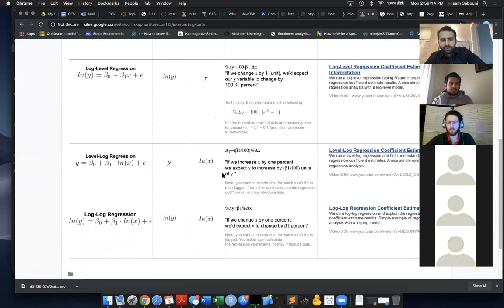Okay, and you can keep doing the same thing for different versions of it. This is typically the nicest specification you can run your regression as, because you're keeping everything in terms of elasticities. Everything's in terms of percentages. A percent change in x leads to a percent change in y.